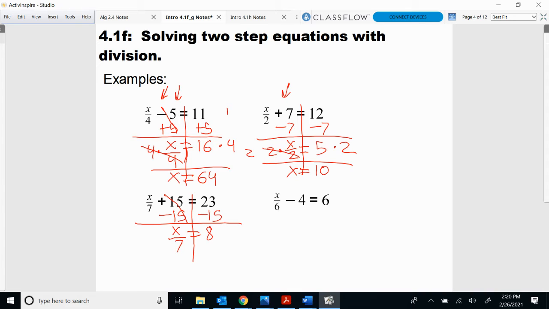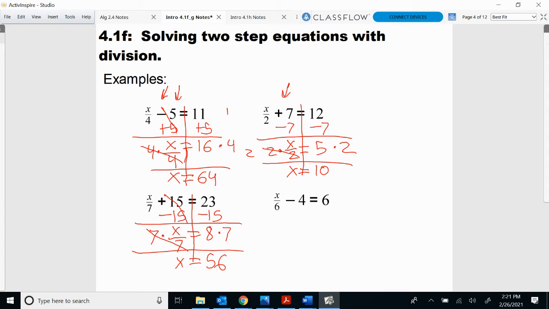Okay, now your last step, just do the opposite of dividing by 7. You're going to multiply by 7. That will make your 7s cancel. And you're going to get x is equal to 56 on that side.